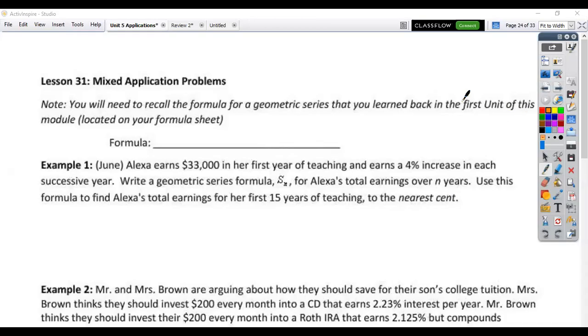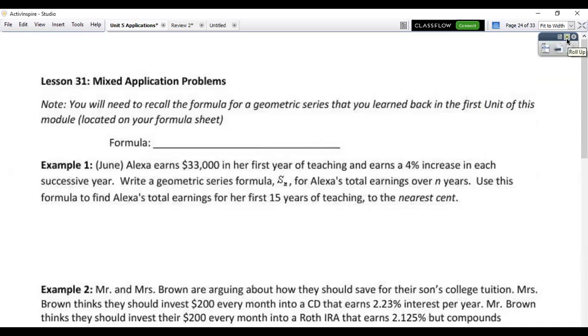So we're going to start right on the top of lesson 31. Okay, so formula for the geometric series. You guys don't have to memorize this either. If you were taking a Regents exam, this would be right on your formula sheet.